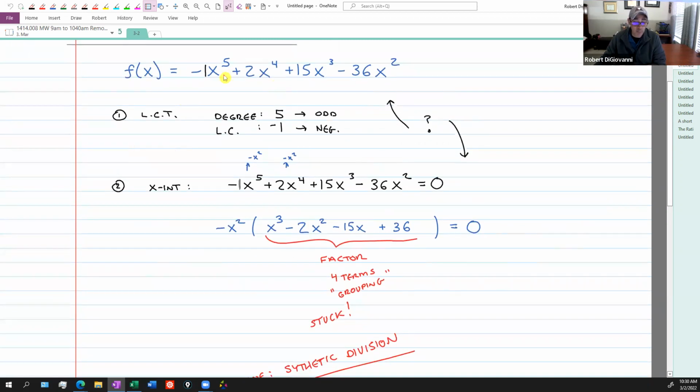But the second step was setting this equal to 0. So when we set it to 0, the first thing we did was pull negative x squared out. Great, but that left us with this and we didn't know how to factor it. Now we have an actual method. We have an attack for this now, right? We have a way to attack it.